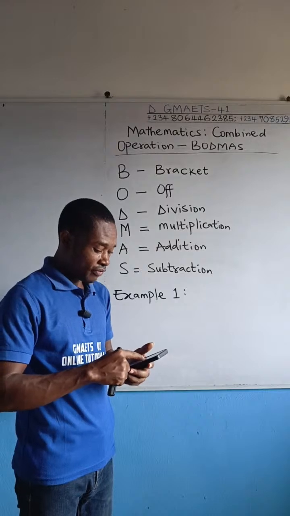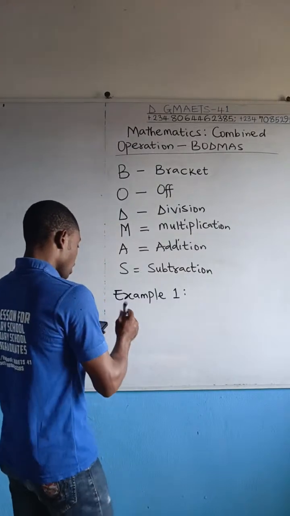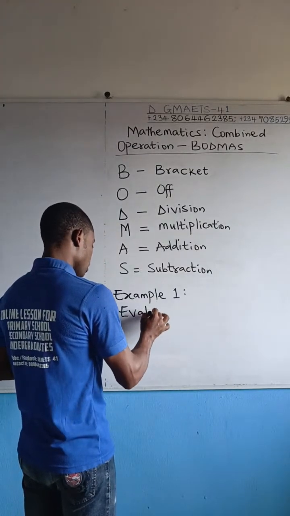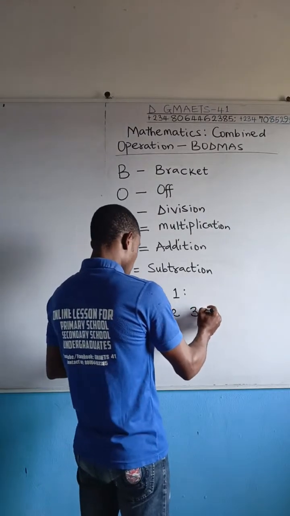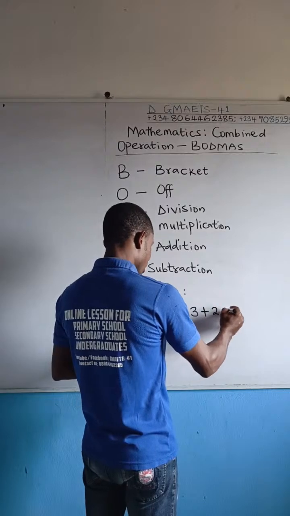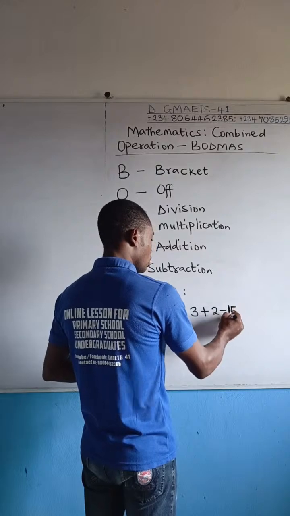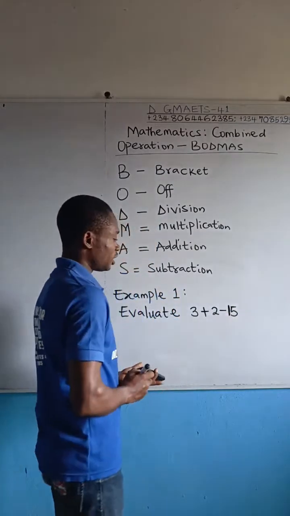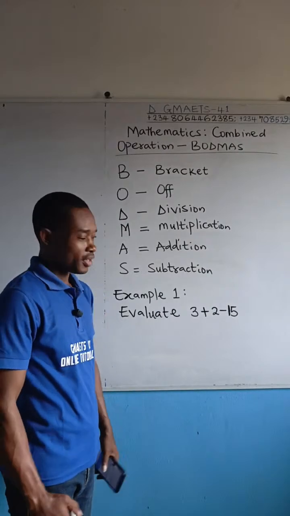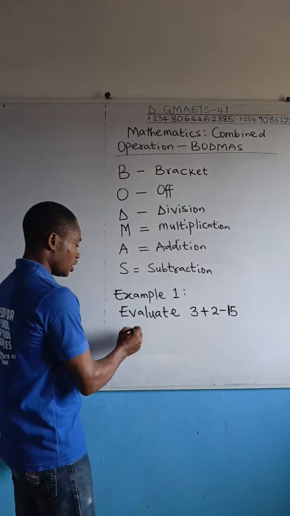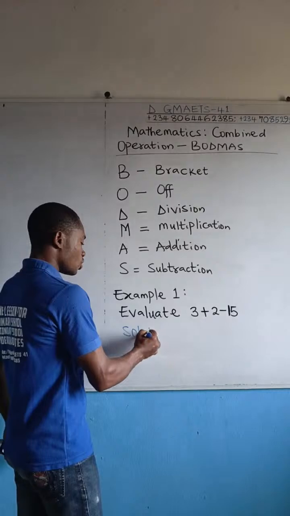Now, this is our first question. Question number 1. Evaluate 3 plus 2 minus 15. Now, how do you solve this problem? 3 plus 2 minus 15. Let us look at the solution.